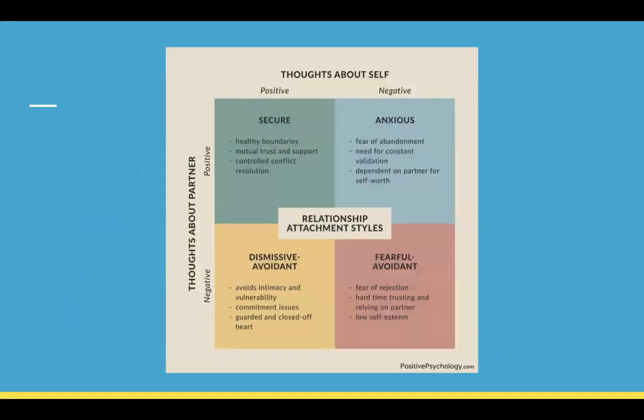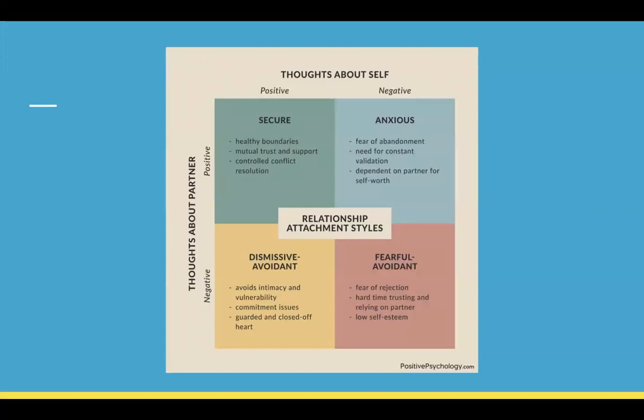And then this slide just shows the types of attachment styles. There's a secure attachment style, which has healthy boundaries, mutual trust and support, and controlled conflict resolution. In this case, the person feels that they are worthy and thinks that other people are reliable. And then an anxious attachment has a fear of abandonment, need for constant validation, and is dependent on the partner for self-worth. This is when someone feels that they are not worthy, but that others are reliable.